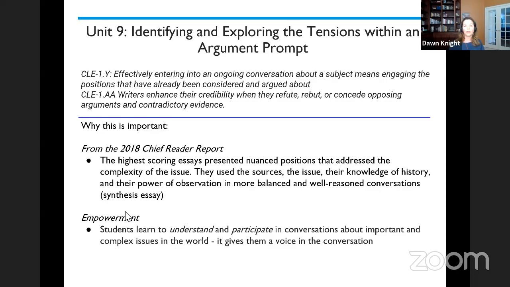Really, the whole point behind this is that this goes beyond skills for the AP language class. We're actually looking at skills for life. And so when you learn to understand and participate in conversations about these important and complex issues in the world, it gives you a voice and it empowers you.